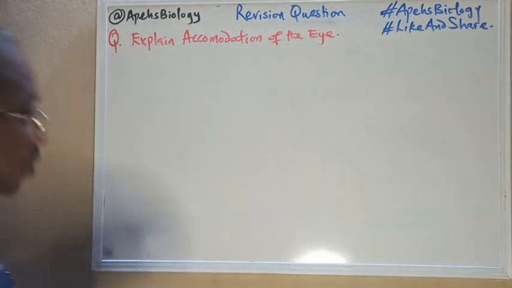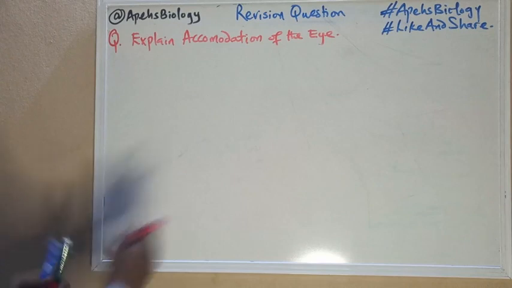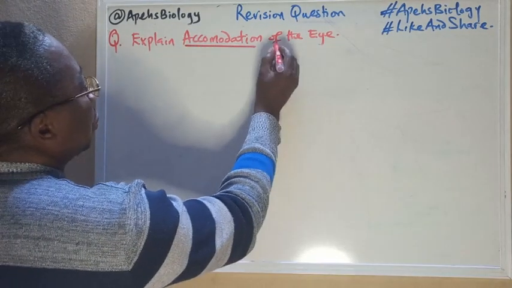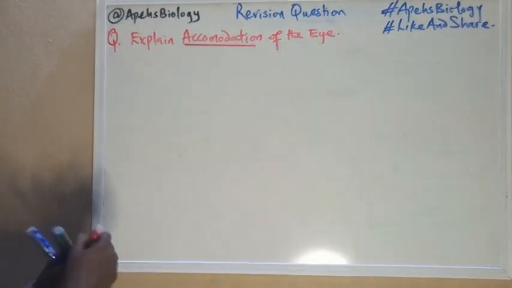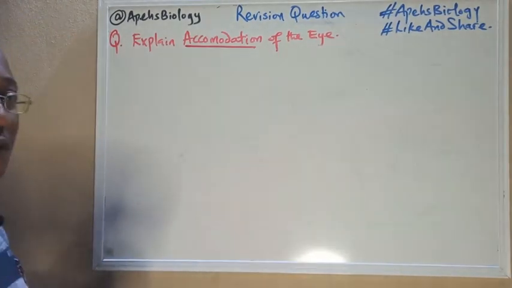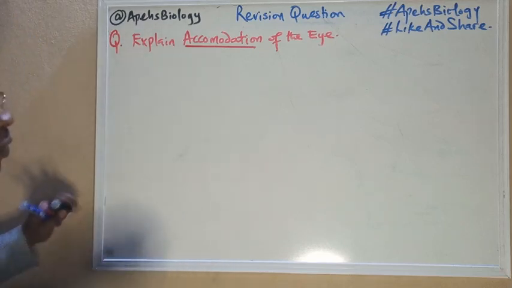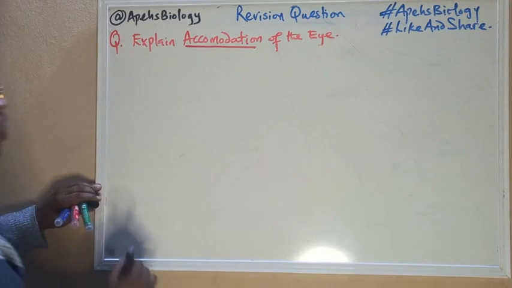Now let's go to the question. It says, explain accommodation of the eye. Explain accommodation of the eye. Now this is not the accommodation of looking for a place to live. This is accommodation of the eye. What do we mean? Accommodation makes things work comfortably. So for simplicity, let's explain the term accommodation.